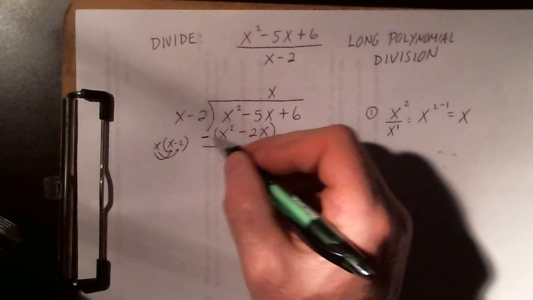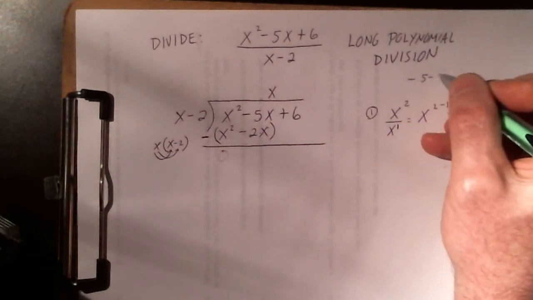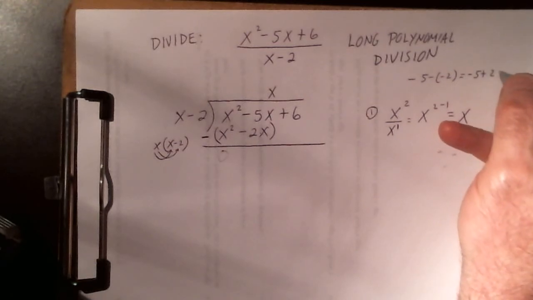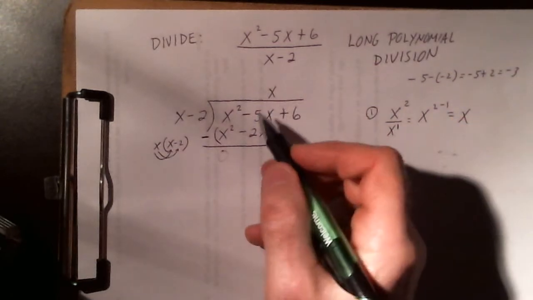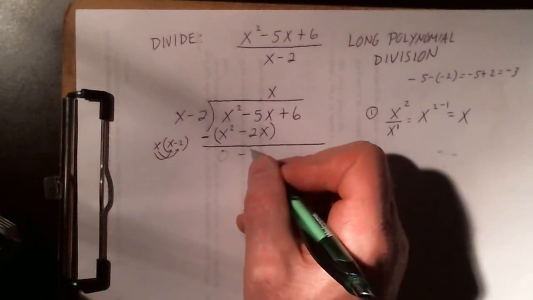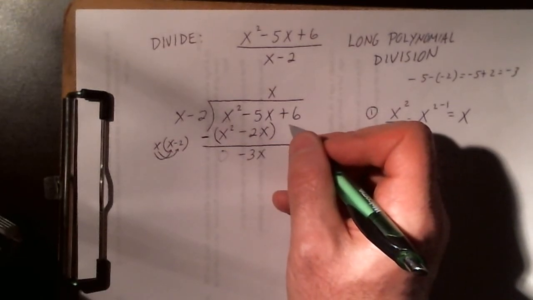Negative 5 subtract a negative 2. Negative 5 subtract a negative 2 is negative 5 plus 2, which is negative 3. So a negative 5x subtract a negative 2x turns out to be negative 3x. We're done with round 1 of division.